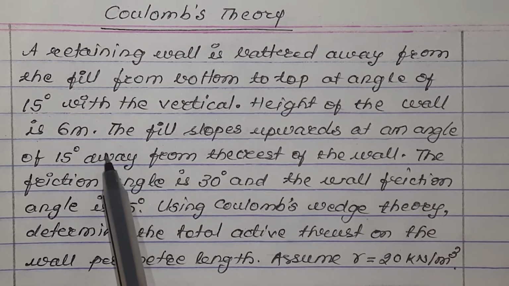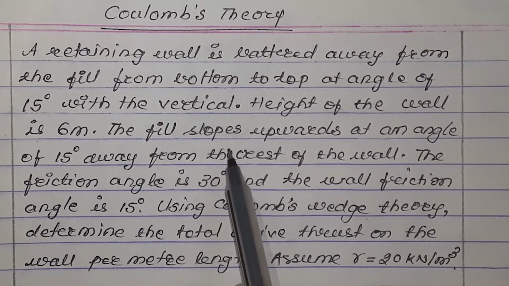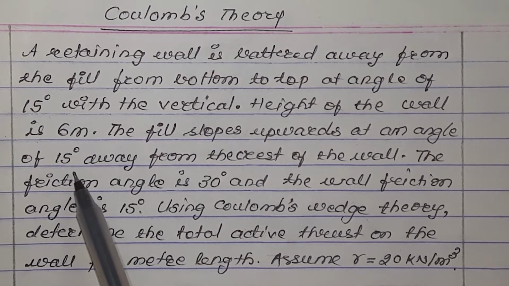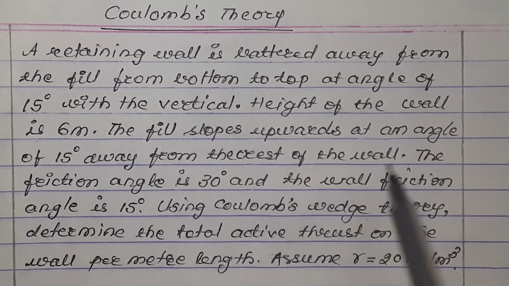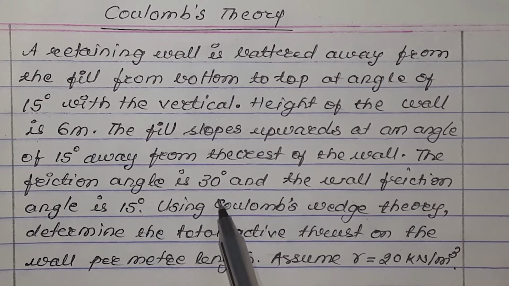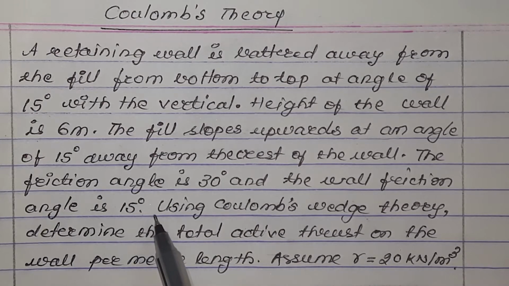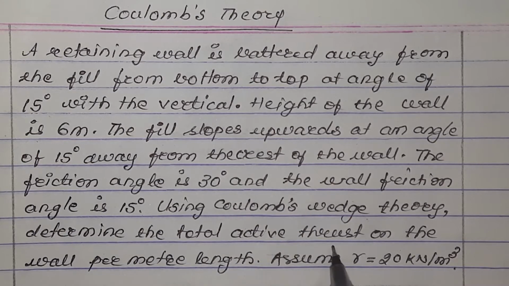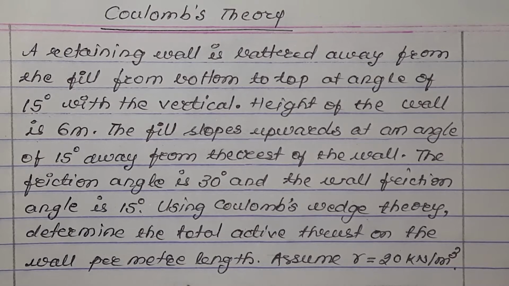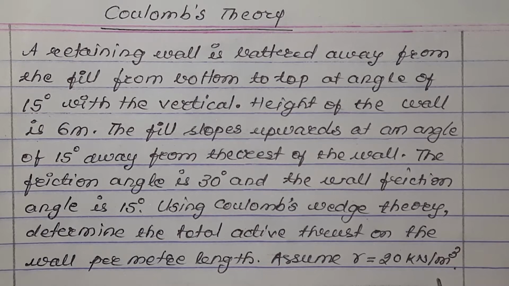Height of the wall is 6 meters. The slope is at an inclination of 15 degrees with the horizontal. The friction angle for the soil is 30 degrees and friction between the wall and the backfill is 15 degrees. That means this is the angle of friction for wall and soil. We have to use Coulomb's wedge theory to find the total active thrust, that is capital PA. Its unit will be kilonewton per meter length of the wall. Unit weight of the soil is given as 20 kilonewton per cubic meter. Let us try to put this information in the form of a diagram.